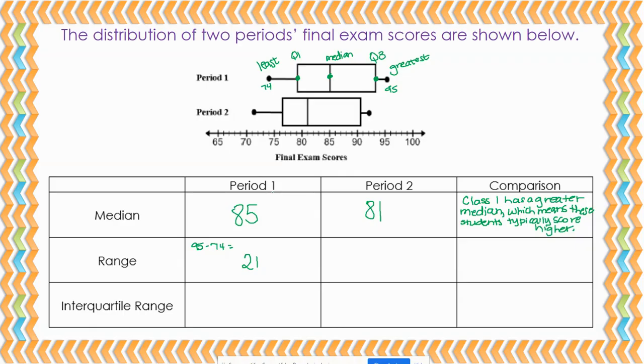I'm going to do the same thing with class period 2. So for class period 2, I see that their least value is right here at 71. And the greatest value is right here at 92. So to find the range, I'm going to do 92 minus 71, which gives me a range of 21. So what we notice is that these both have the same range. So I'm going to say the ranges are the same or equal.